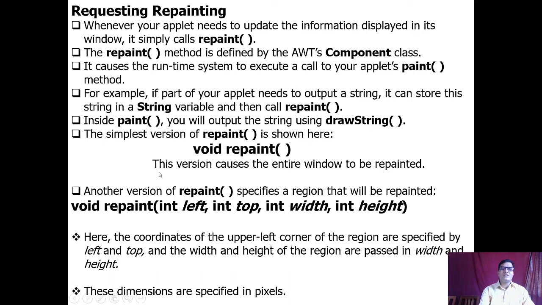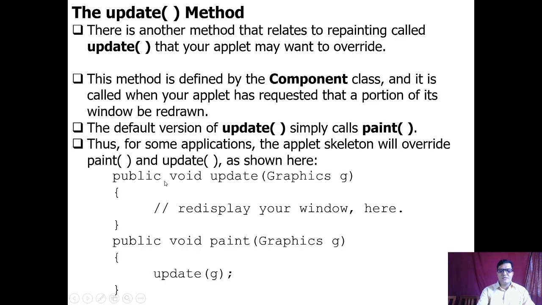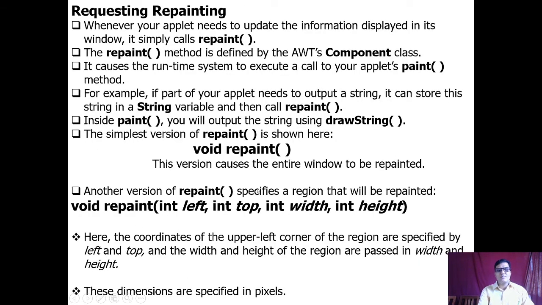Let us see the simplest version of the repaint method. Here the syntax is given: void repaint(). Another version of the repaint method specifies a region that will be repainted: void repaint(int left, int top, int width, int height). So this is the second syntax of your repaint method.